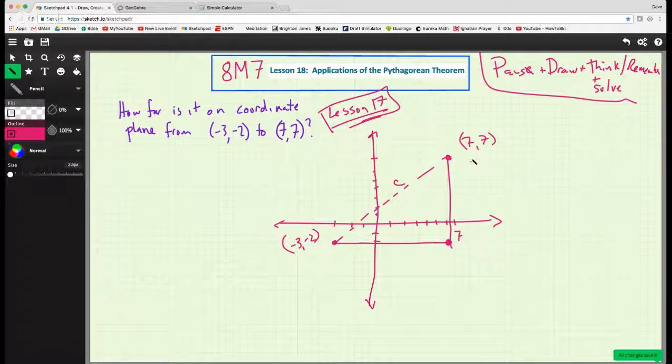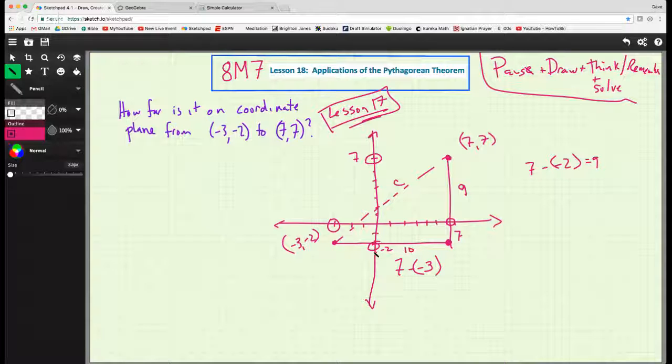Well, how far is this side from here to here? Well, this is 7, and this here is -2. So that distance is 7 minus -2. So that's 9. So this distance here is 9. You could have also counted it off. 1, 2, 3, 4, 5, 6, 7, and then counting down 2 more, 8, 9. This over here is 7 minus -3, which is equal to 10. This is 3 from here to here, and this is 7 from here to here. So that equals 10.